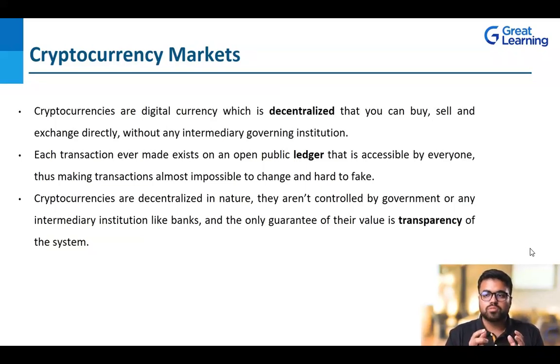Which is why it becomes more trusted by people like you and me, that everything is decentralized in nature, everything is open and transparent, and not within one particular organization. Cryptocurrencies guarantee the value of transparency, hence they are more trusted by you and I.